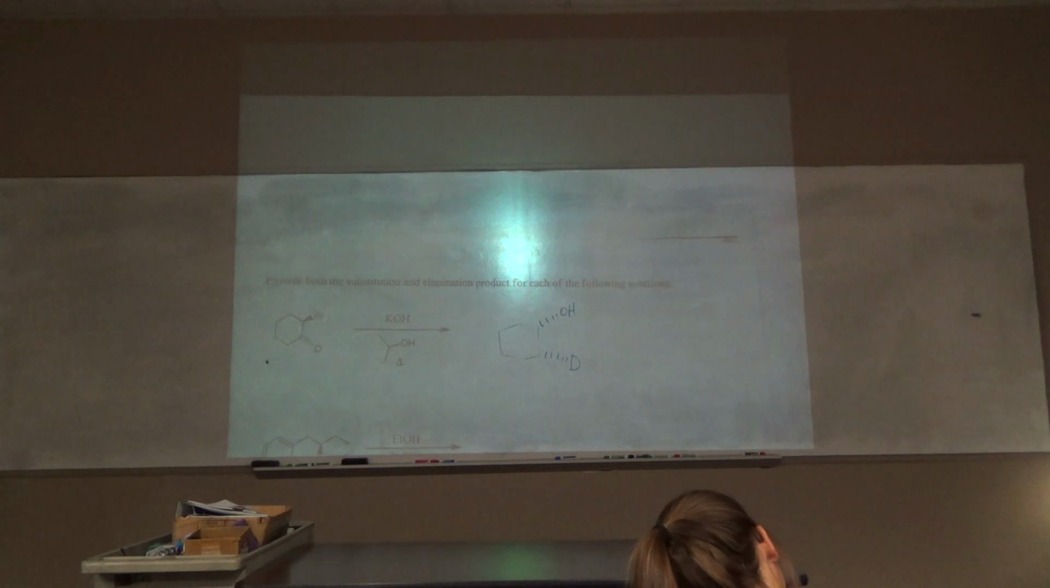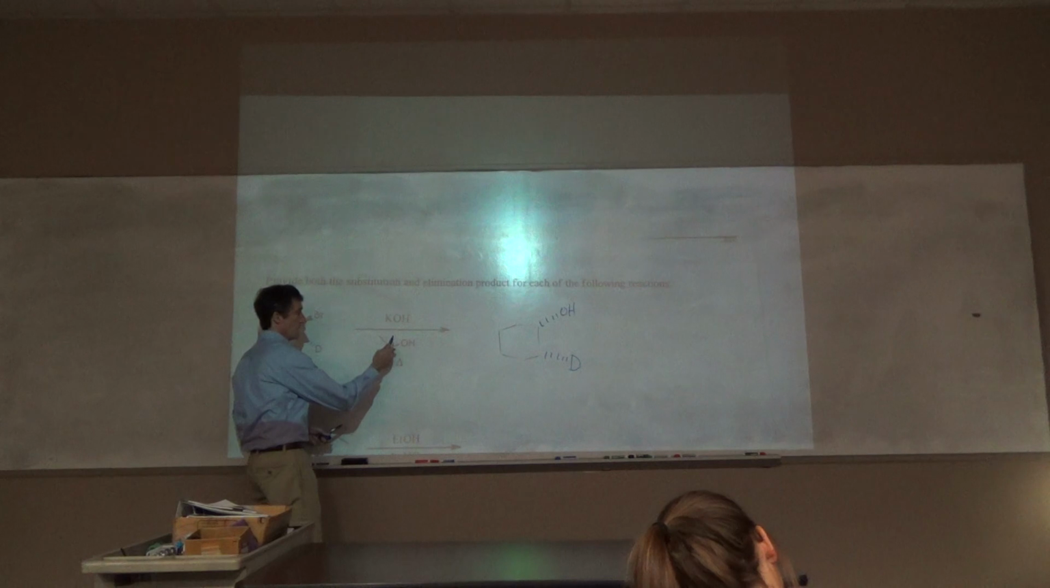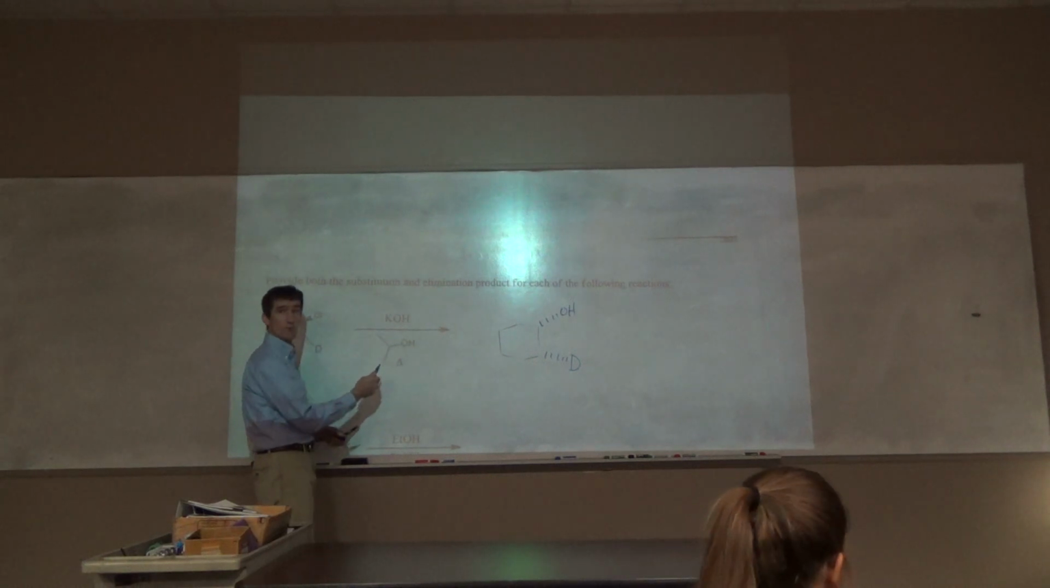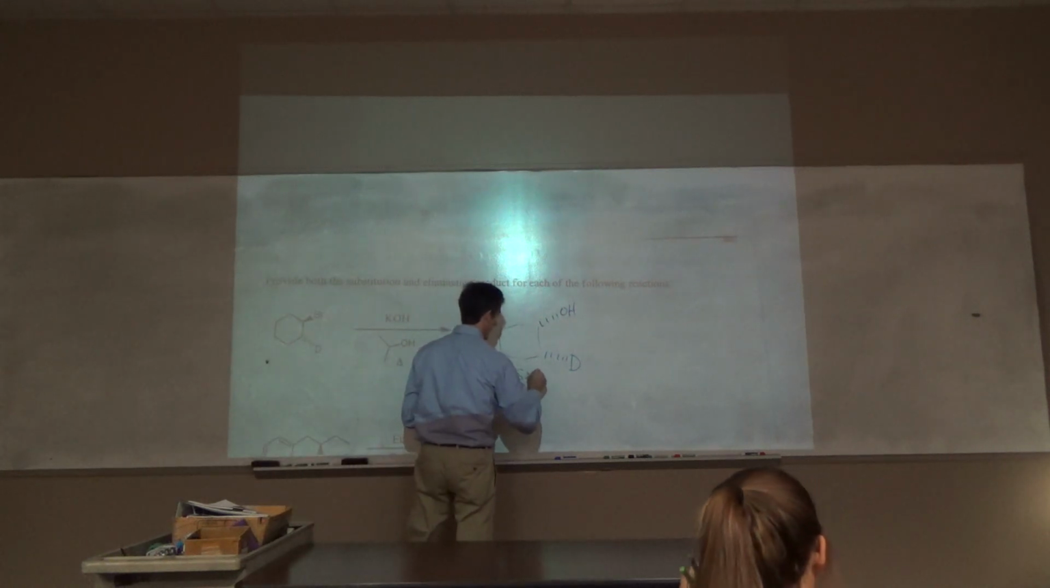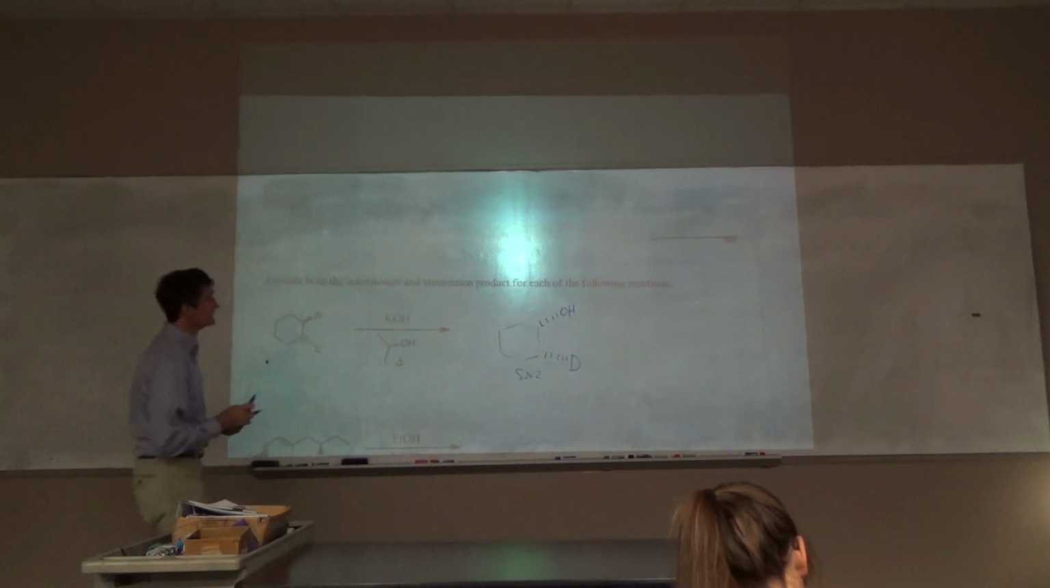SN2, it comes in with inversion, right? Hydroxide is the nucleophile. Kick off the leaving group with inversion. SN2. That's isopropanol. That's just what? The solvent. SN2. Okay, show the elimination product.